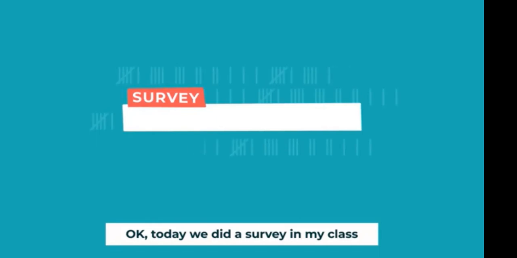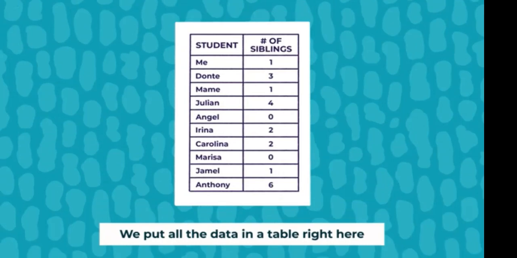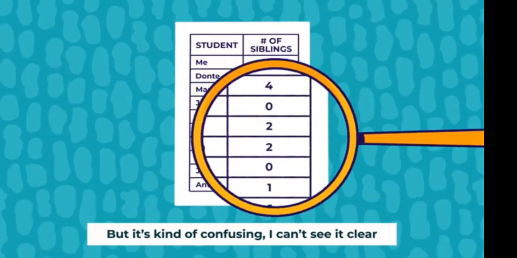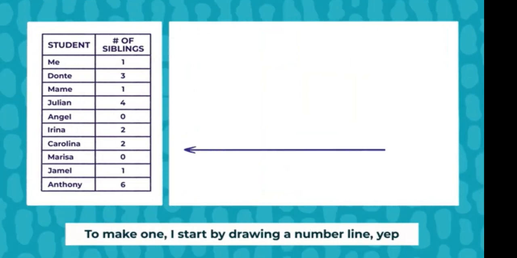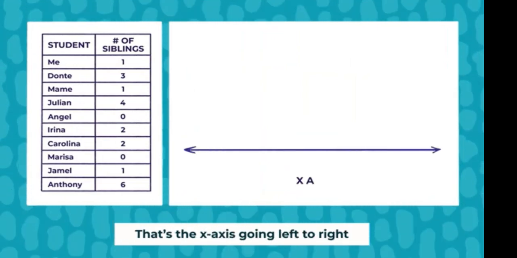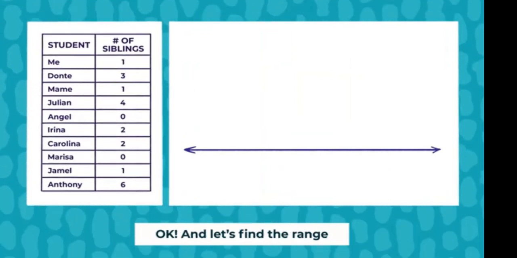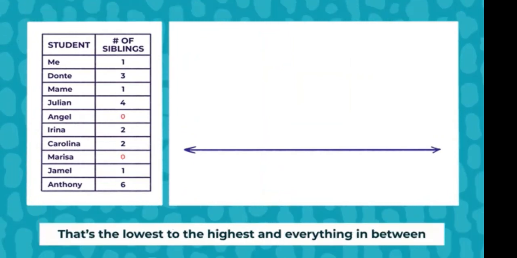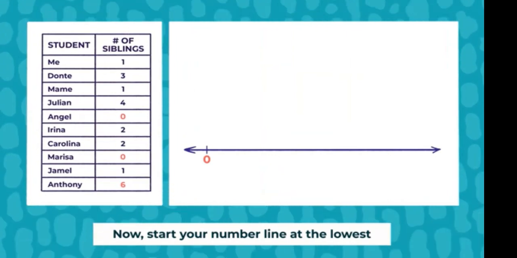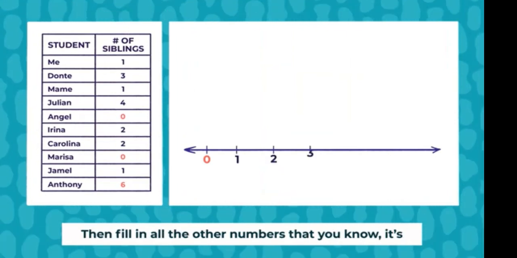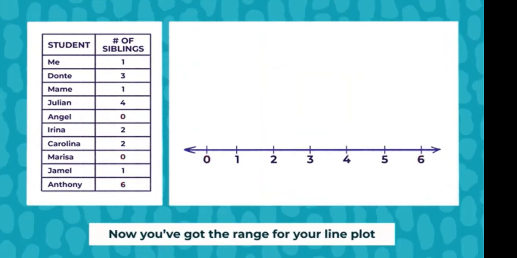Okay, today we did a survey in my class about how many siblings each student has. We put all the data in a table right here, but it's kind of confusing. I can't see it clear. That's when it's time to draw a line plot. To make one, I start by drawing a number line. That's the x-axis, going left to right. Now get all the data in your table in your sight. And let's find the range, that's the lowest to the highest and everything in between. Now start your number line at the lowest, then fill in all the other numbers that you know. It's easy. Once you reach the highest, that's when you stop. Now you've got the range for your line plot.